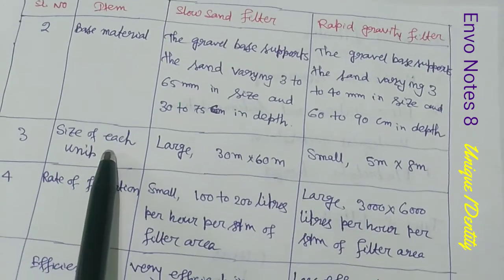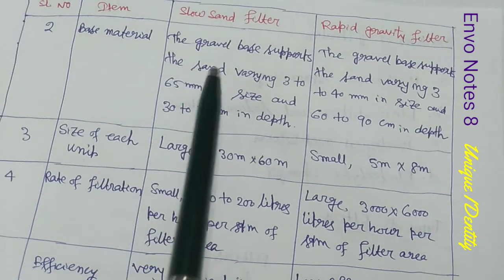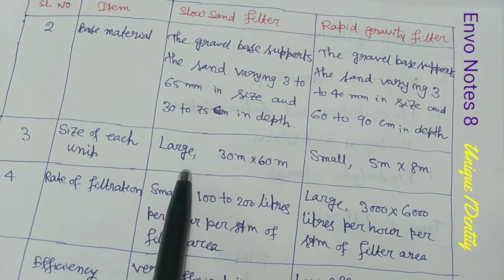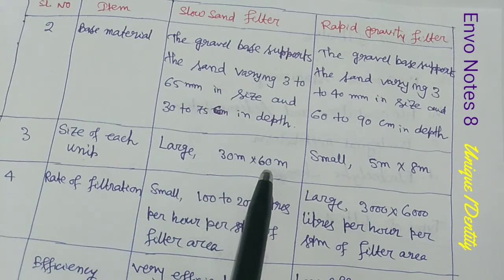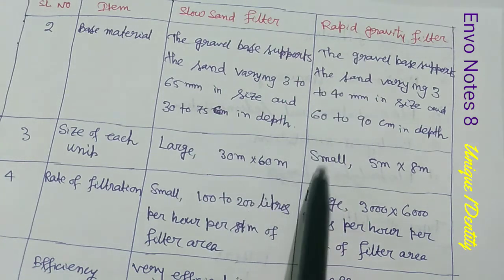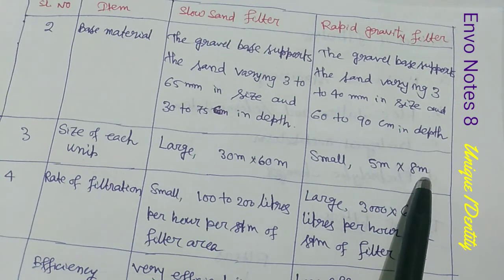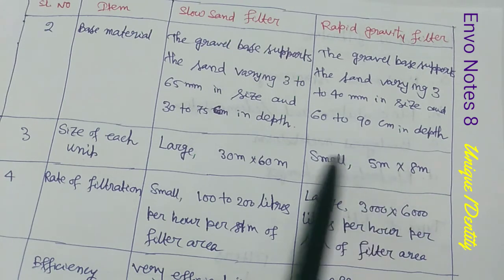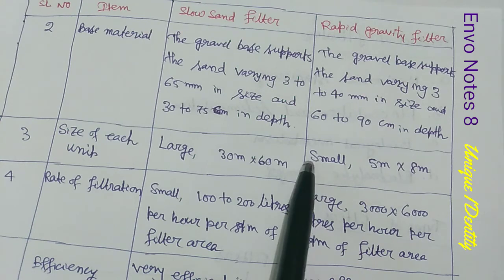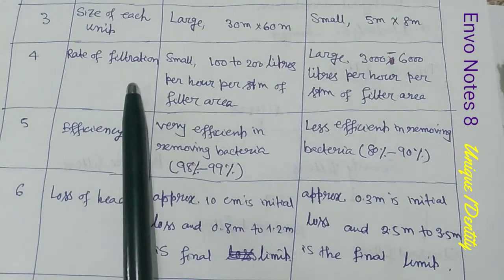Now size of each unit. In case of slow sand filter, it is large, that is 30 meter by 60 meter, and in case of rapid gravity filter, it is small, that means 5 meter by 8 meter. So you can easily understand that in case of rapid gravity filter, the size is small.